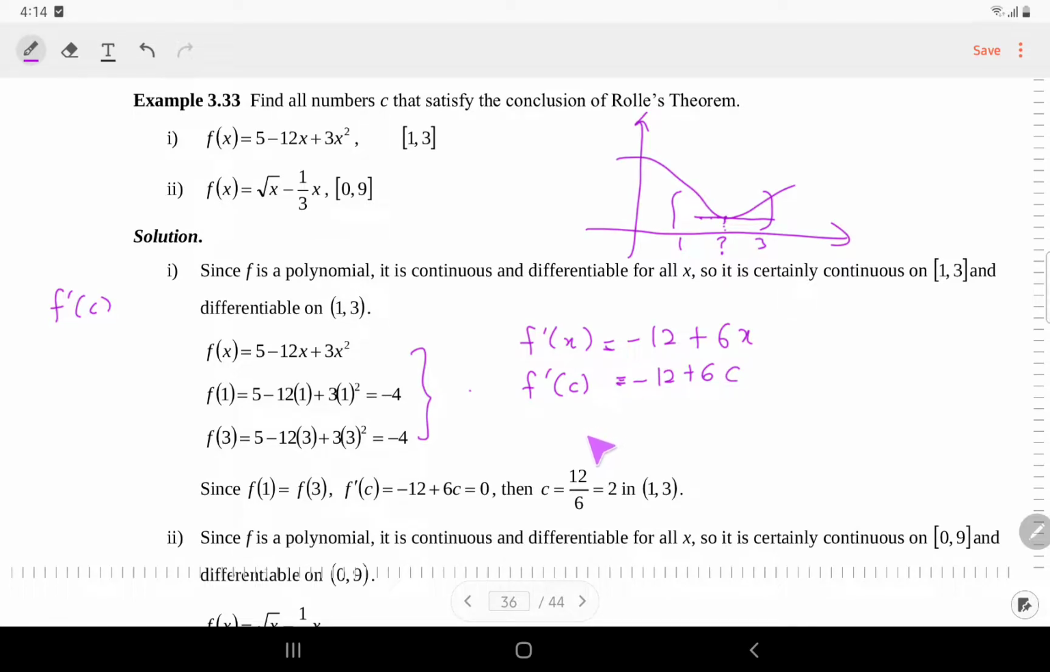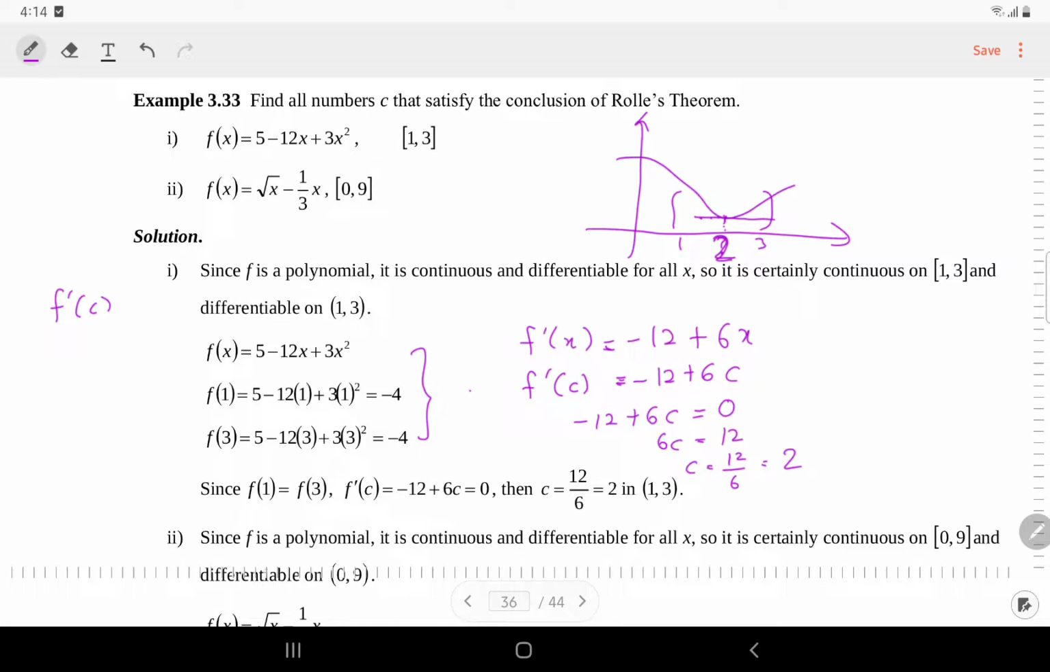And then we equate this f prime c with 0. Our f prime c is negative 12 plus 6c, so equate it to 0. So 6c equals 12, c equals 12 over 6, equals 2. So our c is 2. Maksudnya dekat point 2, dia punya slope of the tangent will be 0. So point 2 ni adalah dia punya critical point, sebab dekat critical point je yang slope of the tangent is 0.